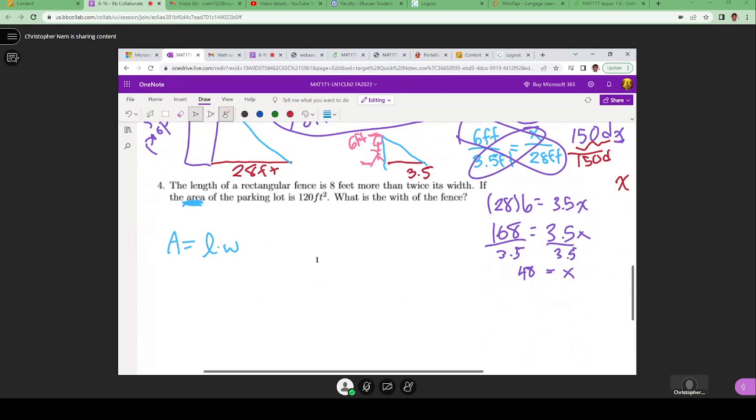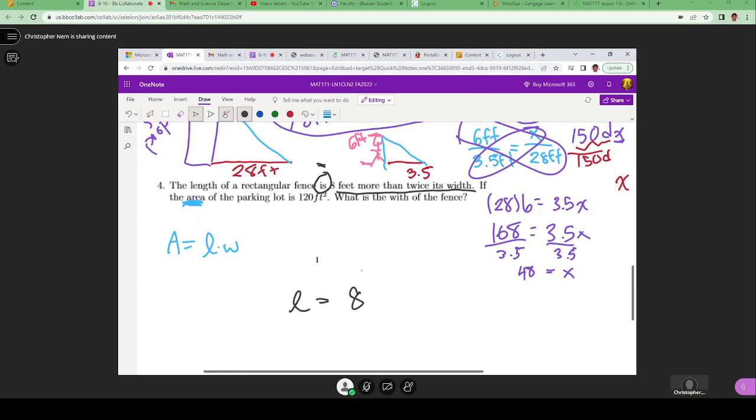So it says here the length of a rectangle. So I'm just going to read it off. I'm going to say the length of a rectangle, which is L, is, this is a key word. Whenever you see is, generally speaking, that's going to be the equal sign. Is means equal. If I say x is 5, that's the same thing as saying x equals 5. So L equals 8 feet more than twice its width. So we're going to say 8 feet.